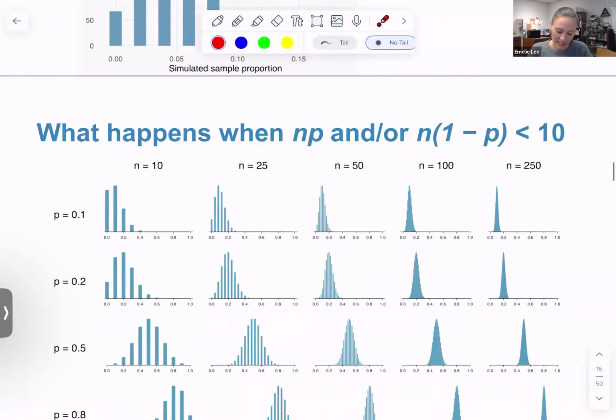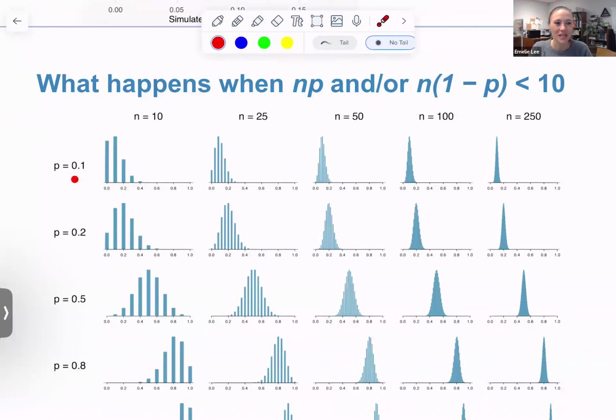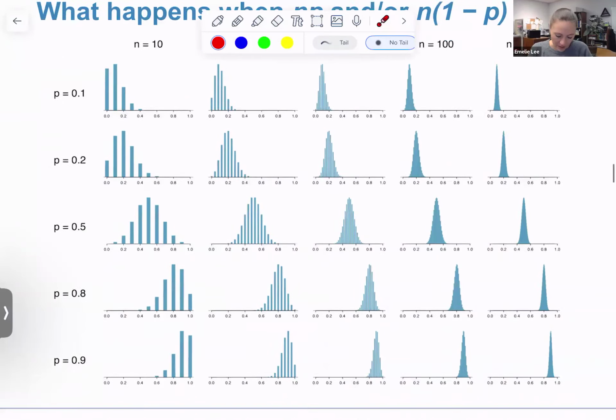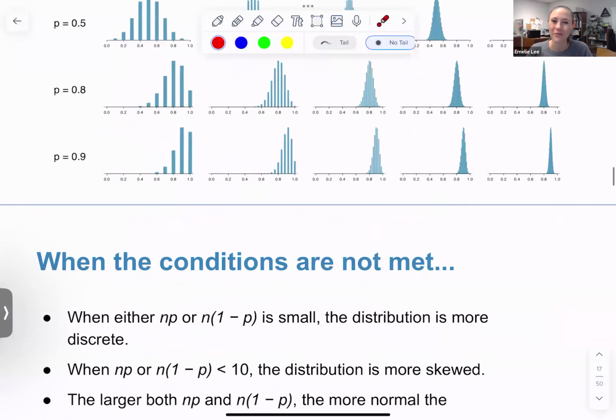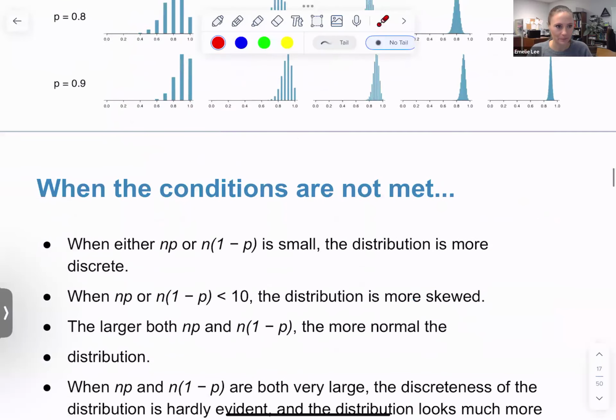We can look at how things change as we change our population proportion and our sample size, and how it becomes more and more normal as I increase my sample size, even for a very skewed distribution initially. With 0.9, if I collect a sample of size 10, I do not expect it to follow a normal distribution, but as I increase my sample size, it becomes more and more normal. It's kind of a fun phenomenon.